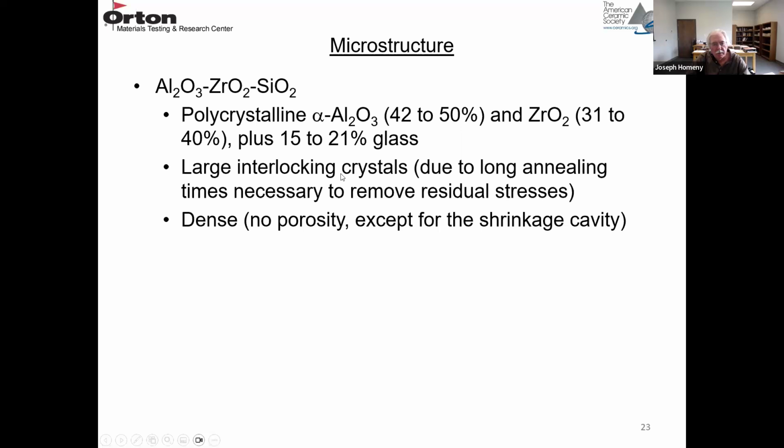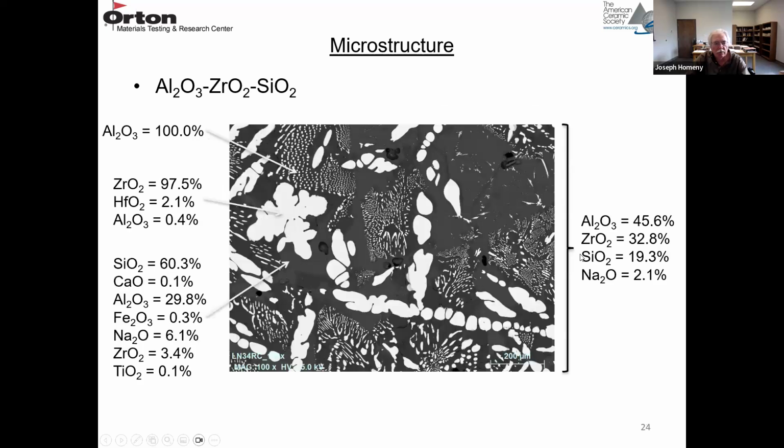So you're going to have large interlocking crystals, and the long annealing time helps grow large crystals. And again, the long annealing time, you need that to remove the stresses. So you're going to end up with a very dense material, basically no porosity except for the shrinkage cavities, which you know where they're going to be located, so you can adjust for the application. Or if you put a riser, you can remove those shrinkage cavities.